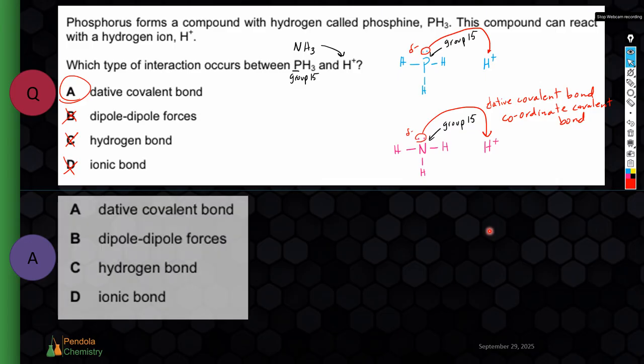This is a perfect example of translation of knowledge in the Cambridge curriculum, meaning that you never learned about this. And this is why these questions are hard. They're not going to necessarily ask you something you directly learned, but you have the knowledge. If you think about it hard enough, you will see the relationship between PH3 and NH3 and say, oh, wait, I did not learn about PH3 reacting with H+, but it should react the same way that NH3 reacts with H+. And that is by forming this dative covalent bond. And that's how we answer this question.